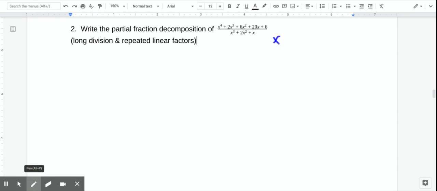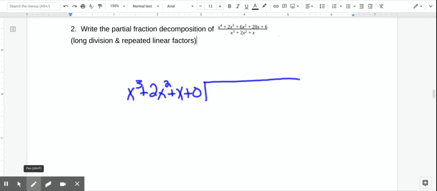I don't know if I have room for all of this, to be honest. Tell you what, I'll do the long division and then I'll erase it all, okay? Because I know I don't have space to do this whole thing. So this is going to go on the outside of our long division, and then this is on the inside.